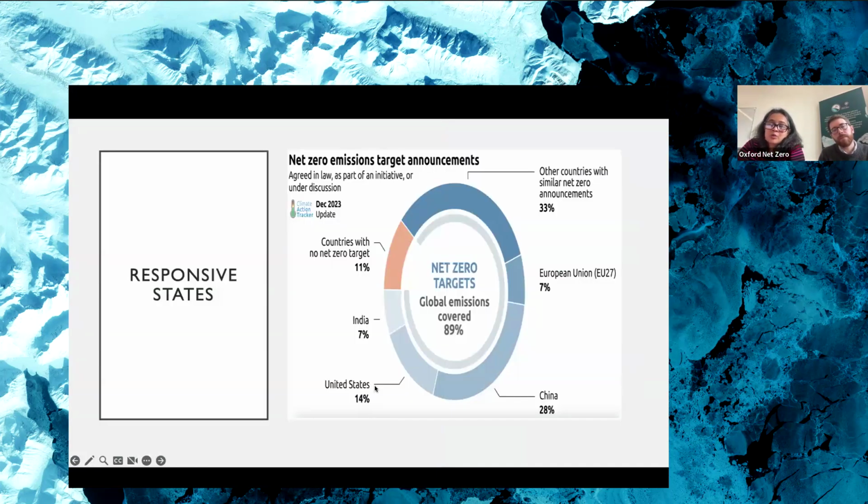States have also responded quite hearteningly to the advances in science. At the time of the first global stocktake, conducted under the UN Framework Convention on Climate Change and Paris Agreement, net zero emissions targets covered global emissions of about 89%. Nearly 90% of global emissions were covered by net zero targets from states, including all major emitters. And these net zero targets were either agreed in law, were part of an initiative, or were under discussion, but about 90% of global emissions were covered.